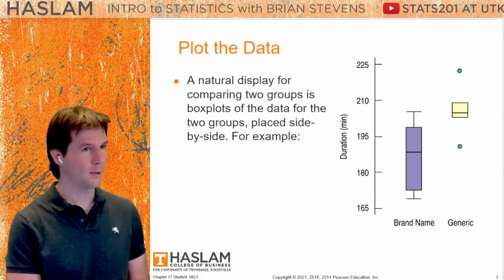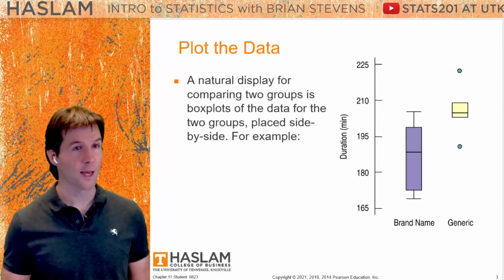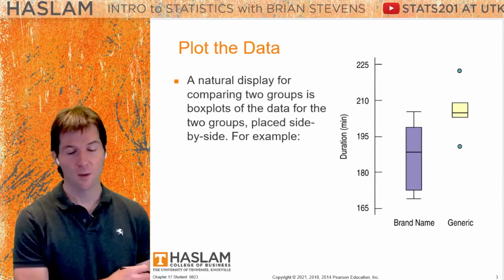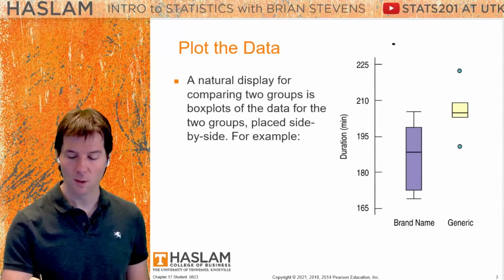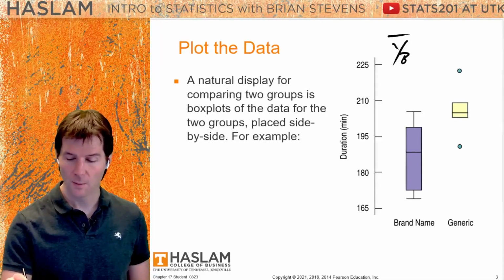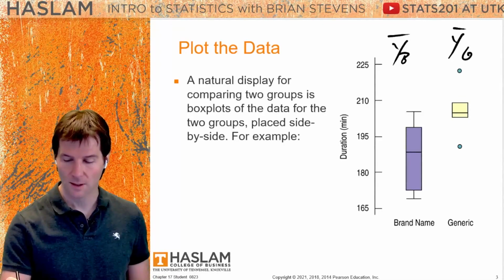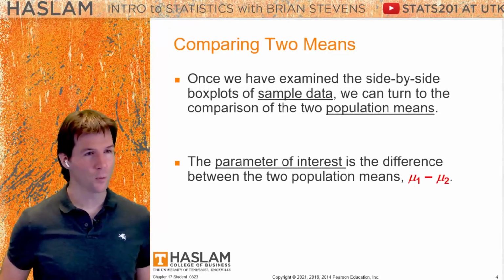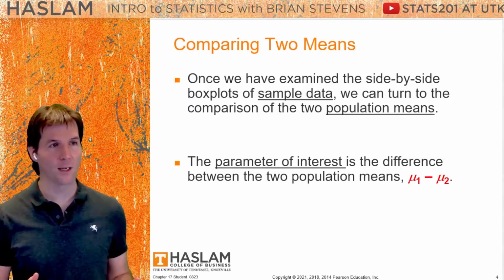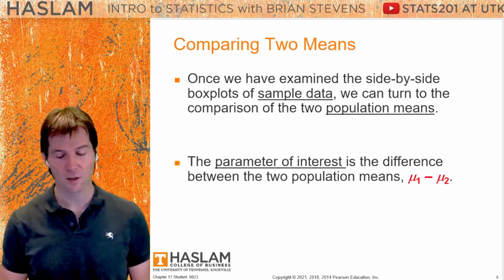Take, for example, batteries. Well, we have generic batteries and brand name batteries. And we would get a mean from these. Now, these are box plots, so they do show medians. We could have the mean for brand name. We could have the mean for generic. What are we trying to understand? The true difference between them. Should we be buying generic? Should we be buying brand name? On average, which battery lasts longer?